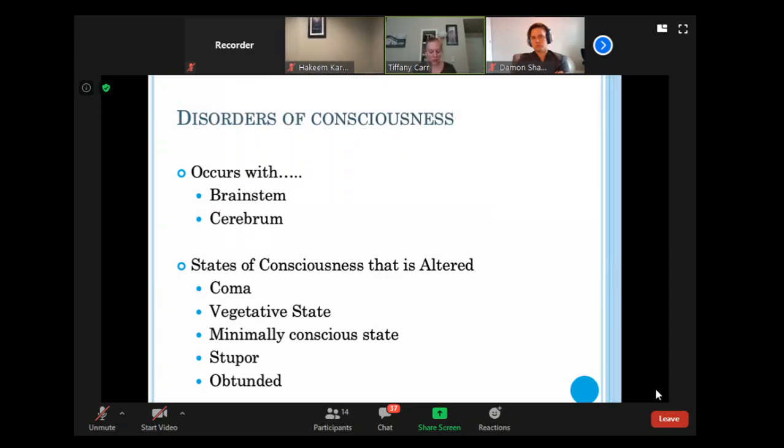Minimally conscious state, they have a severely altered consciousness. They can do at least one of the following. They can follow a simple command. They can gesture. They can answer yes or no. They have intelligible speech, or they can do a movement. Stupor means that they're arousable only by strong stimuli, able to function when awake, but very hard to keep awake. And obtunded means that they're sleeping more than awake, drowsy, and confused when they're awake.